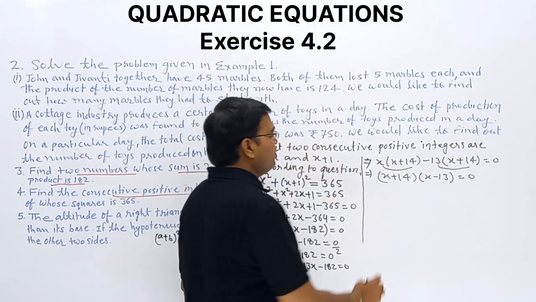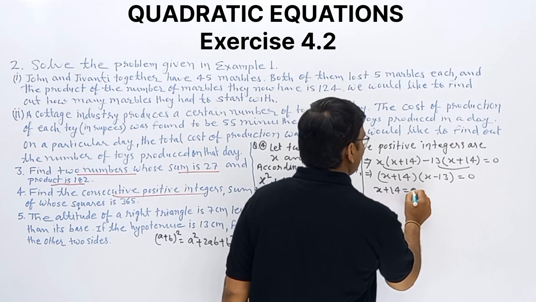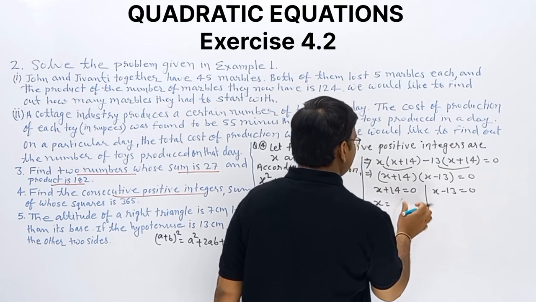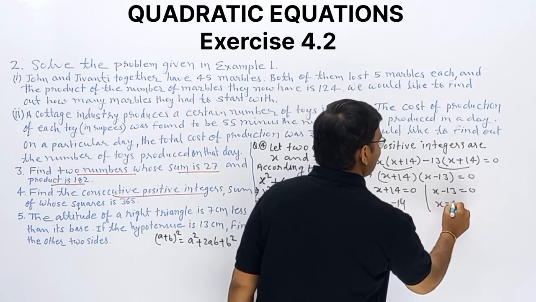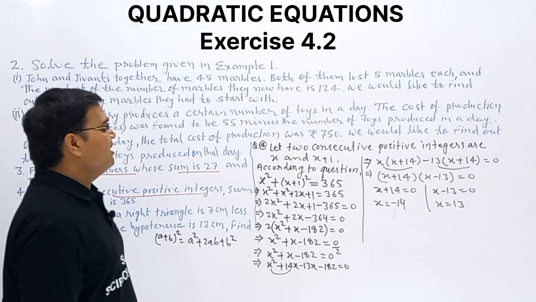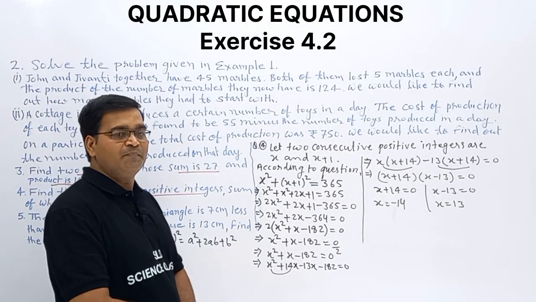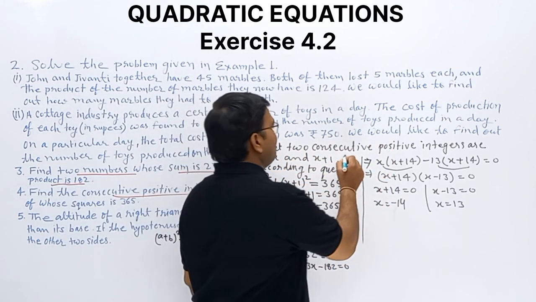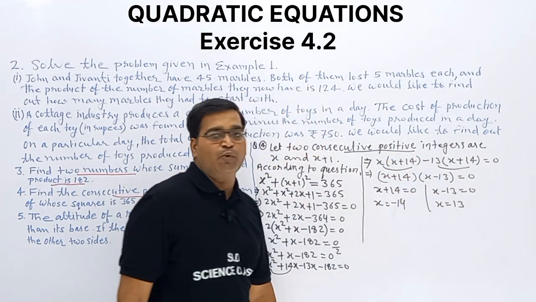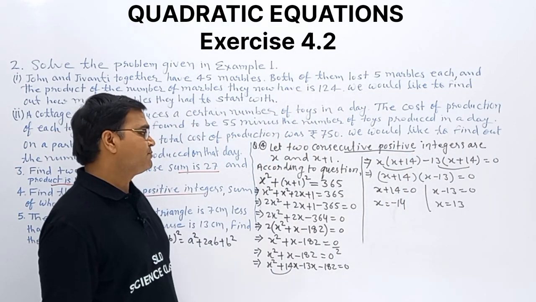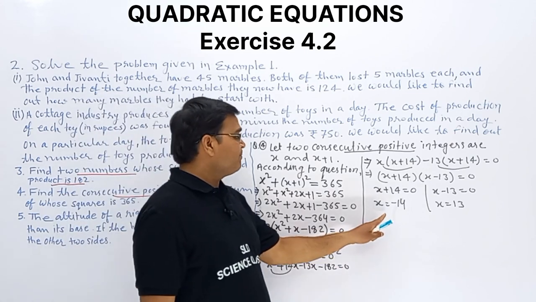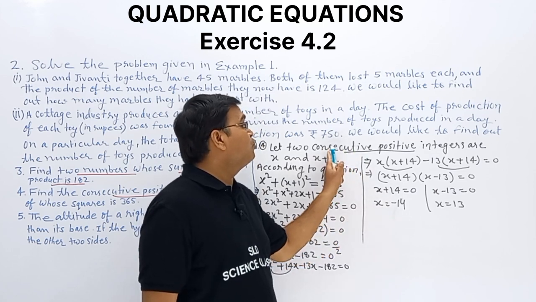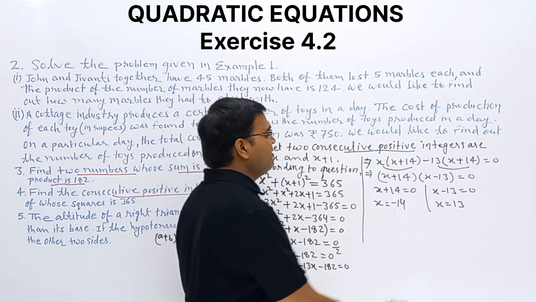Now what will be the value of x? x plus 14 equal to 0 and x minus 13 equal to 0. x equal to minus 14 and x equal to 13. In which we are getting one negative and another one positive. But we want two consecutive positive integers. What we want? Two consecutive positive integers. So we will take positive numbers only. We cannot use the negative one. Why? Because we require two consecutive positive integers. So we will use this one.